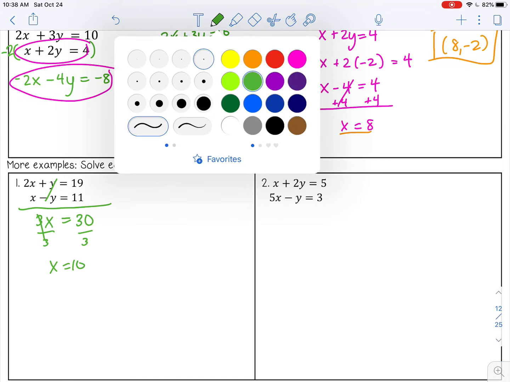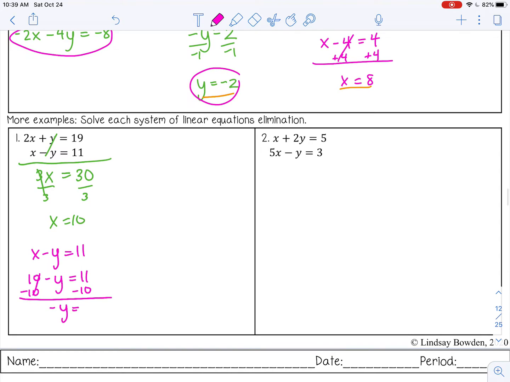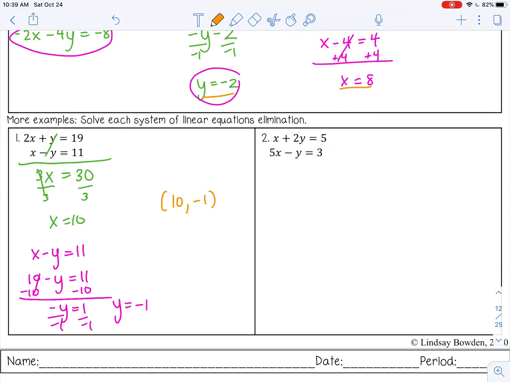Then I will use that 10 and substitute into one of the original equations to solve for y. So I'm going to use the second one here. I'm going to substitute in 10 for x. So minus 10 minus 10. All right, so make sure you bring down that negative with the y because whatever is in front of a term stays with it. Now I need to get rid of that negative by dividing by -1 on both sides. So y is -1. So my final answer is 10, -1.